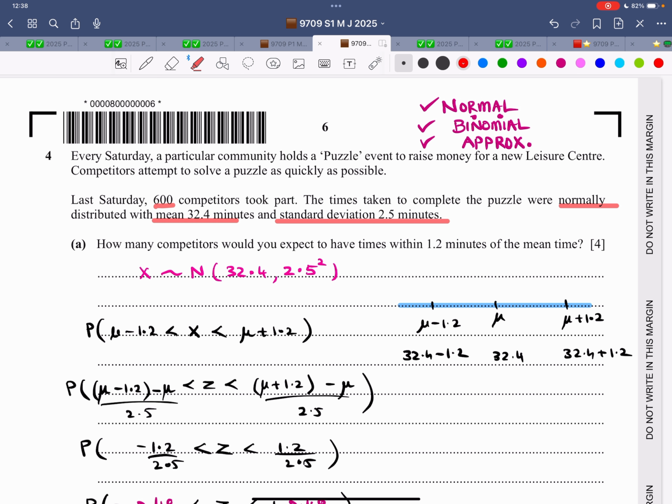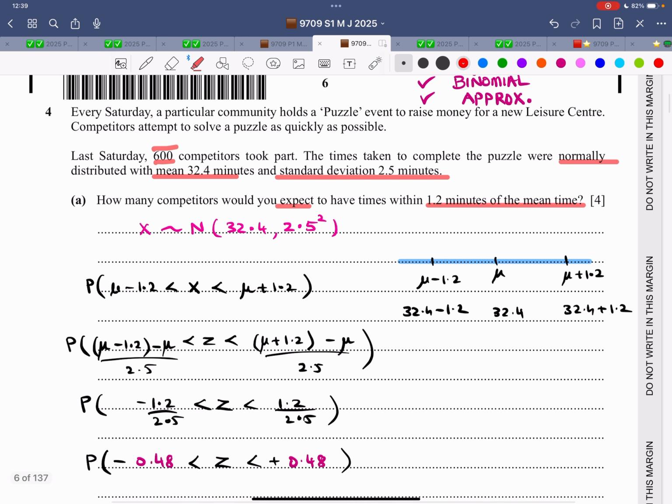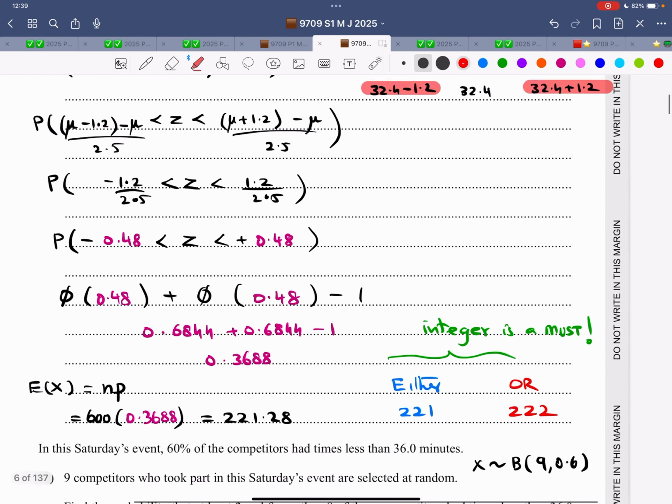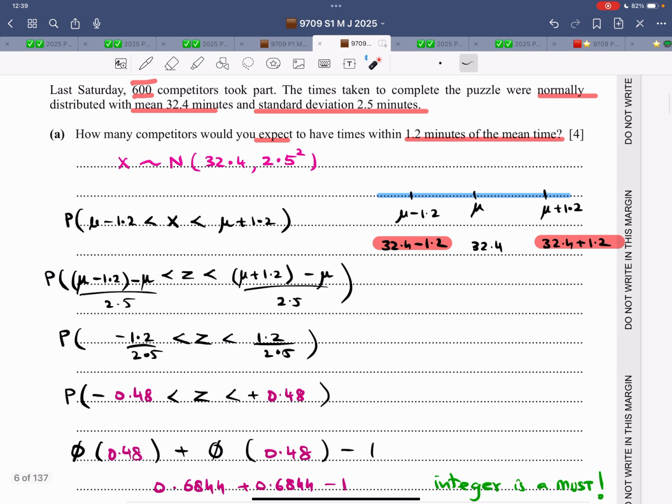How many competitors would you expect? Expectation. So you have 600, whatever probability you will get, you have to multiply. To have a time within 1.2 minutes of the mean time. Now this question can be done in two ways. Either you use the exact value, which is 32.4, add 1.2, subtract 1.2, and then work with these exact values. That is one approach. If you work with this, you still will be getting the same answer. I haven't done it, but of course it is the same answer.